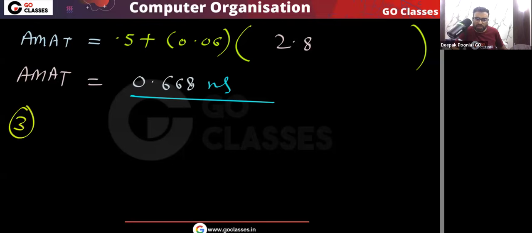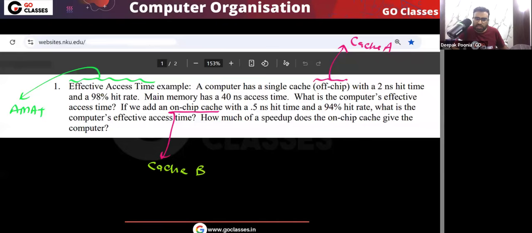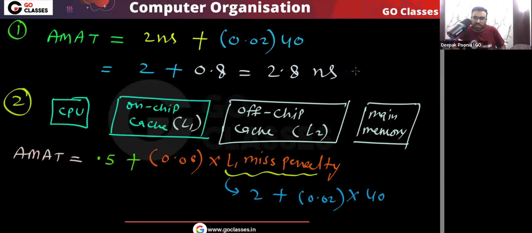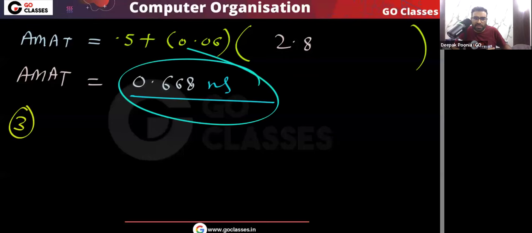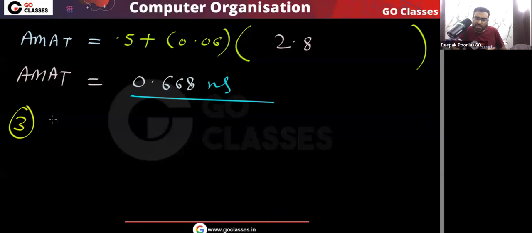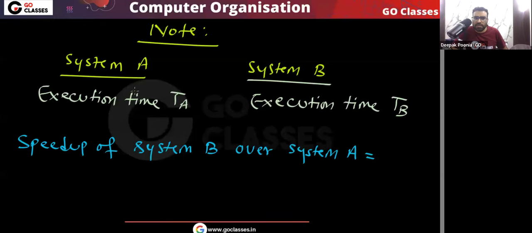Now there is a third part of this question. The question is asking what is the speed up, how much speed up we got. So remember, the old average memory access time was 2.8 nanosecond. The new average memory access time is 0.668 nanosecond. So what is the speed up we got? Let me tell you about speed up. How to calculate speed up?